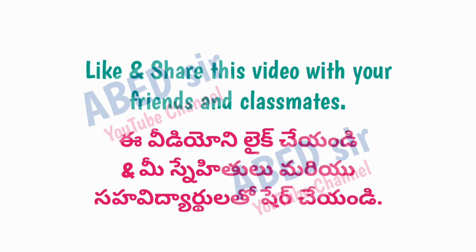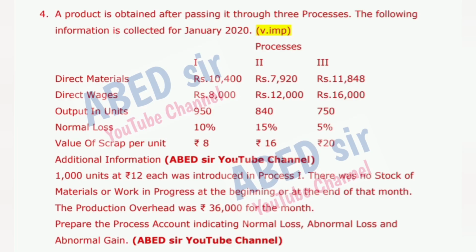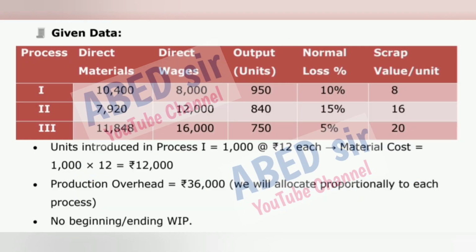Next important problem is: a product is obtained after passing it through 3 processes. The following information is collected for January 2020. Prepare the process account indicating normal loss, abnormal loss and abnormal gain. Given data. Process, direct materials, direct wages, output units, normal loss percent, scrap value per unit.